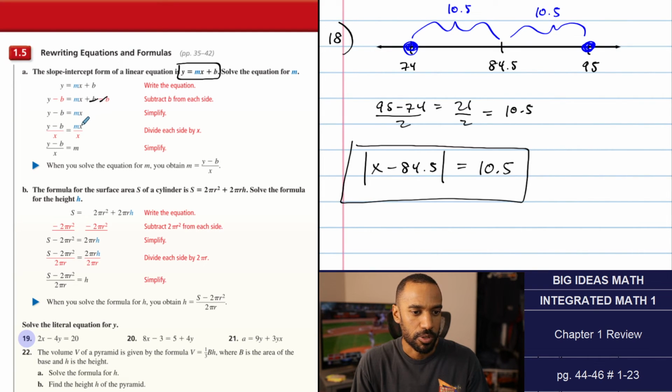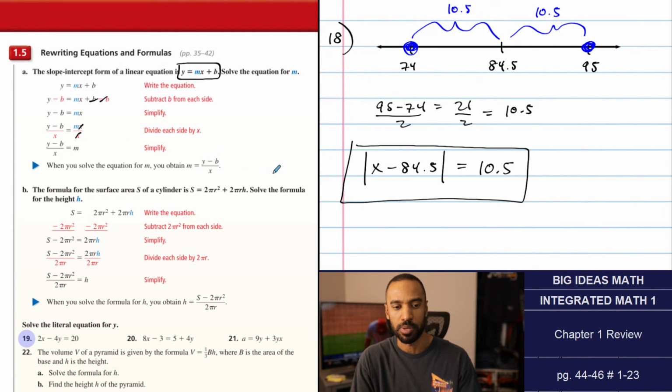Now, you divide both sides by x, because x is multiplying with m, and that means every term on this side also divides by x. Whether you divide them individually or collectively, this whole set is dividing by x, and that's your answer. M equals y minus b all over x.